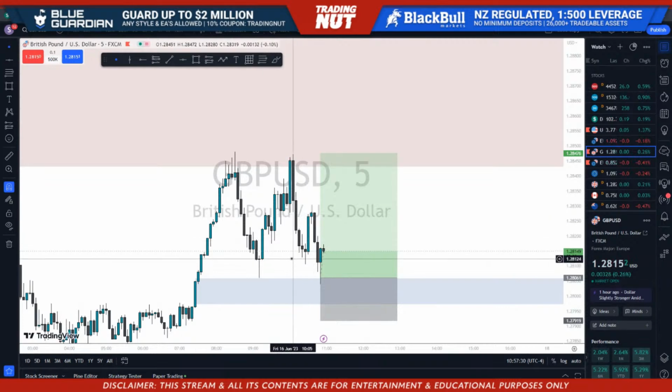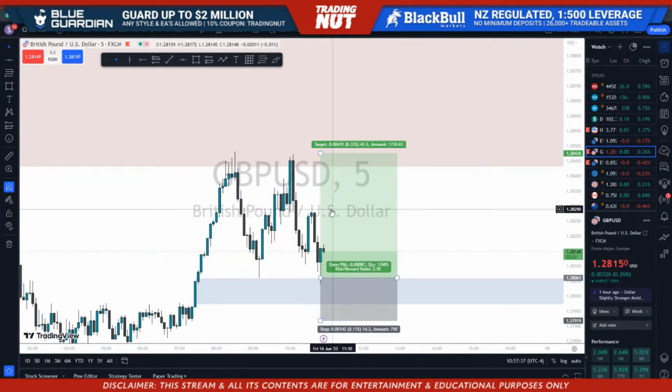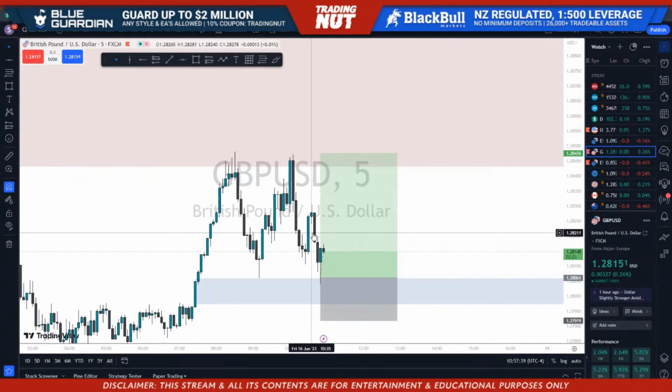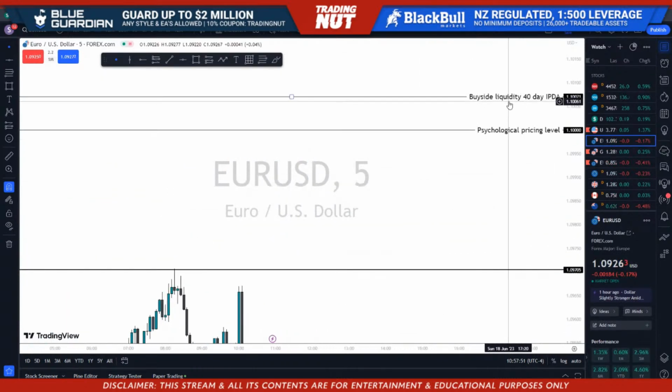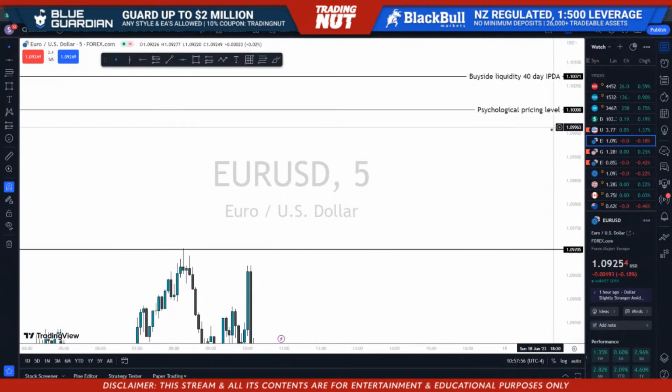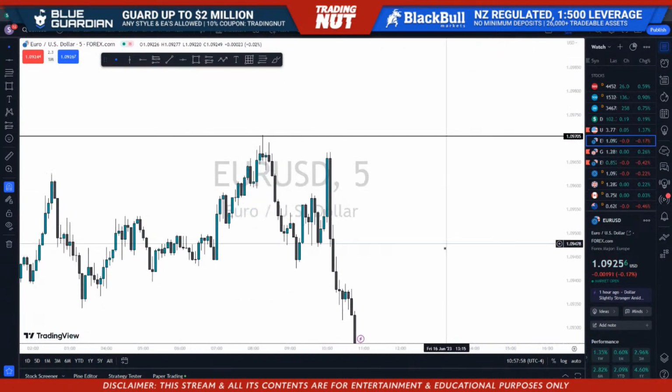For a confirmation for this trade to continue, what I would want to see is once price trades above this high, creating a break of structure, I want to see this downwards fair value gap to be seen as an inverse fair value gap and price to continue. Euro USD, we still have these targets, the 40-day buy side liquidity, as well as the 1.1 psychological pricing level.